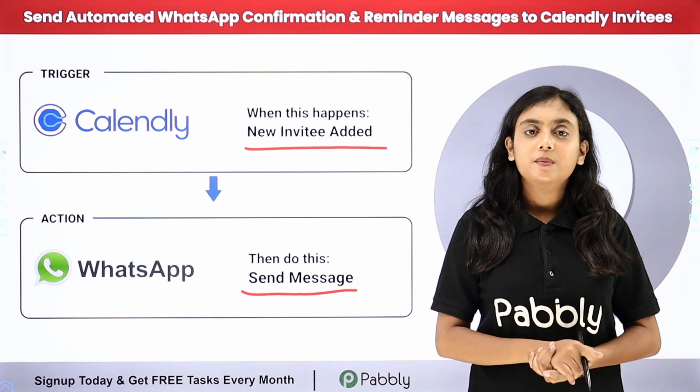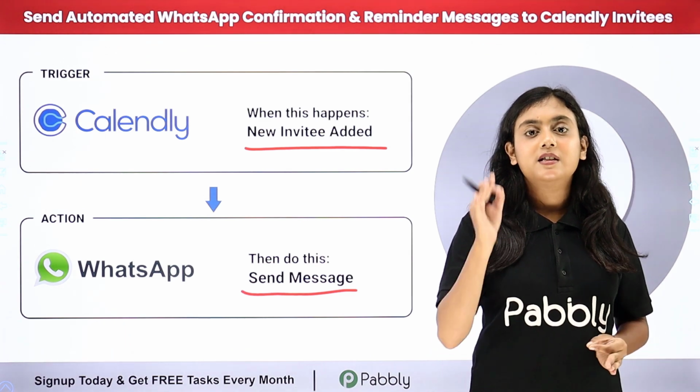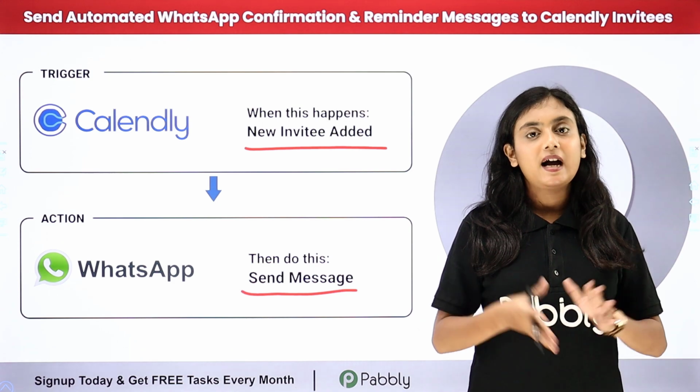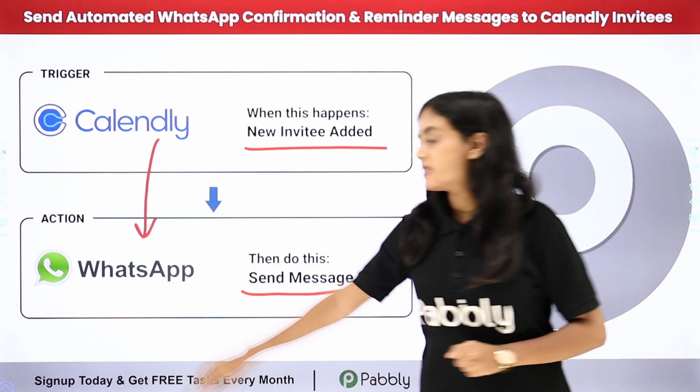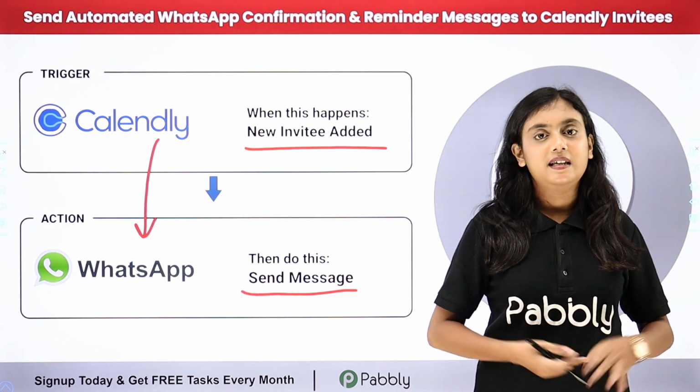And as the confirmation message is automatically forwarded to the invitee, the reminders of that same appointment should be forwarded later on. For that, what we are going to do is simply create an automation between Calendly and WhatsApp using Pabbly Connect. So if you want to learn this amazing automation, then let me take you all to my screen.